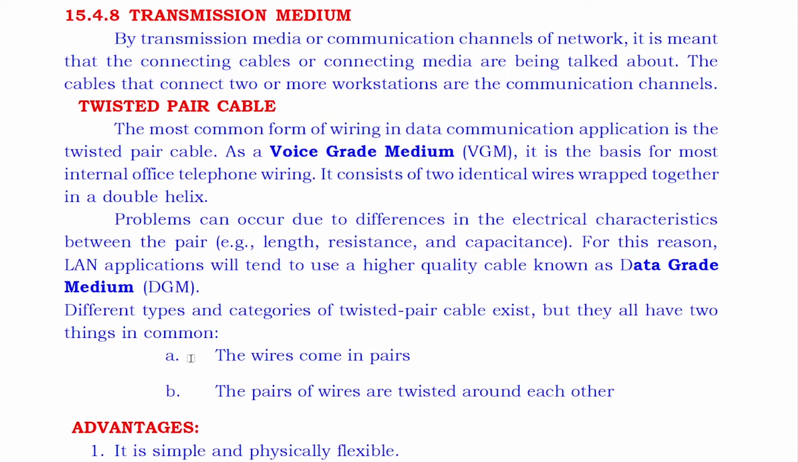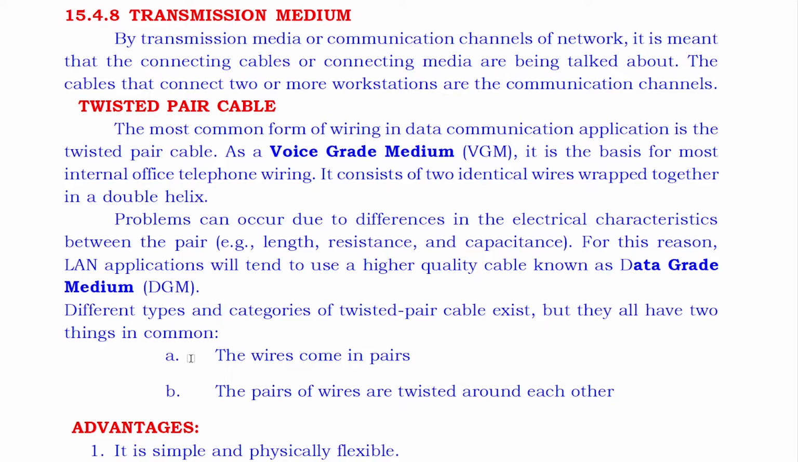By transmission media or communication channel of a network, it is a means that the connecting cables or connecting media are to be talked about. That's how they are connected, how they can exchange data between two computers. The cables that connect two or more workstations are communication channels. That's physically how they are connected. Already we discussed that. Now let us learn how data can be transmitted, what are the media by which data is sent from one computer to another computer.